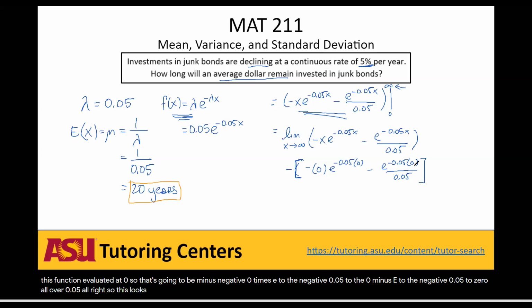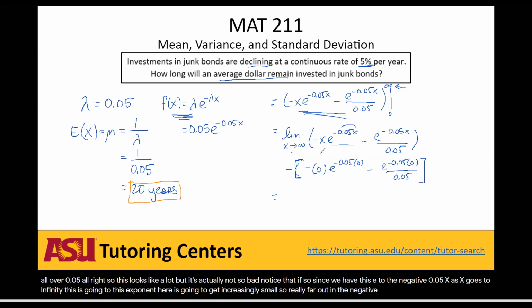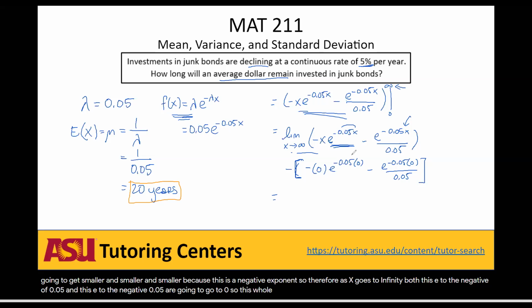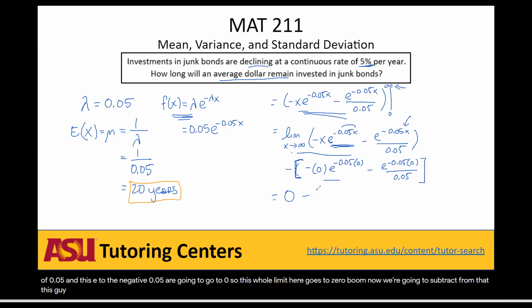All right, so this looks like a lot, but it's actually not so bad. Notice that since we have this e to the negative 0.05x, as x goes to infinity, this exponent is going to get increasingly small, so really far out in the negative range. And that means that e is going to get smaller and smaller because this is a negative exponent. So therefore, as x goes to infinity, both of these e to the negative 0.05x terms are going to go to 0. So this whole limit here goes to 0. Boom. Now we're going to subtract from that this guy. Well, this term goes to 0 because we have a 0 here, and everything it's multiplied by is a 0, so we got a 0.